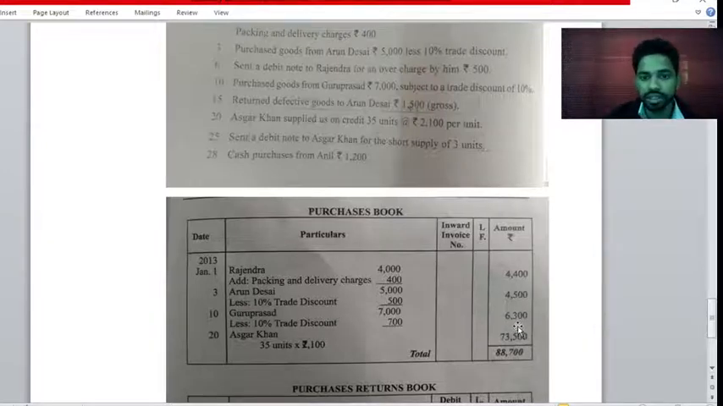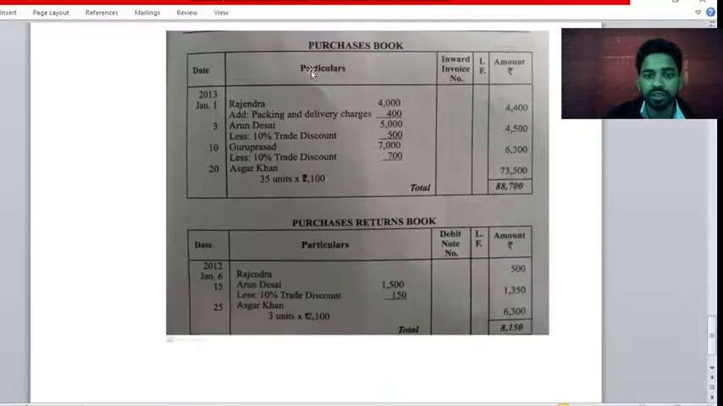6,300. Okay, so next, return defective goods to Arun Desai rupees 1,500 gross. It is gross. It means while purchasing on 3rd January, we purchased goods of rupees 5,000. Out of that we return rupees 1,500 gross. It means again we have to subtract 10% discount also. It is a purchase return. So less Arun Desai 1,500 less 10% discount, it's 150. The total amount is what?